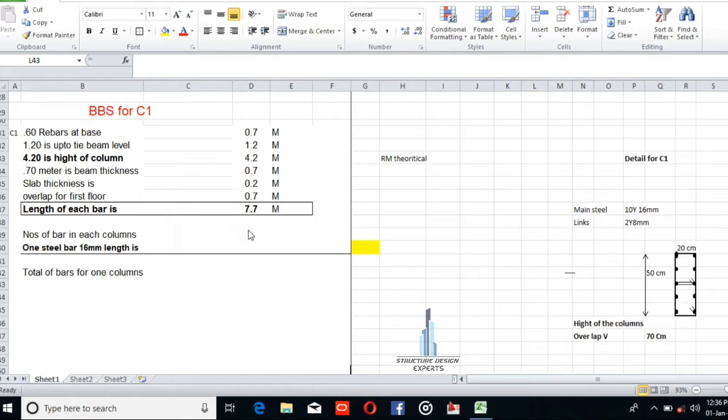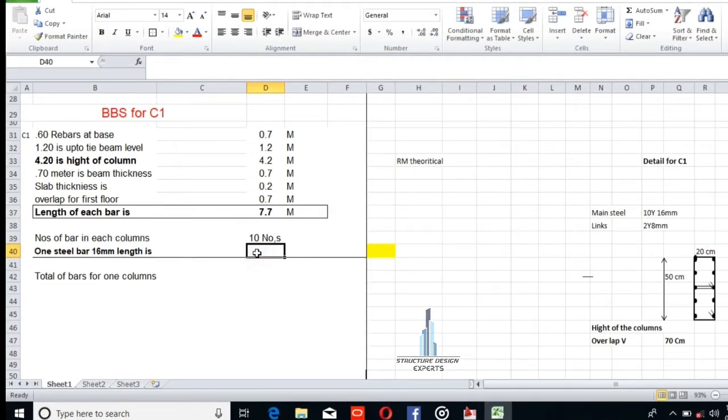So the number of bars in each column is 10 numbers. The length of one bar is 7.7 meters, so one steel bar can produce only one piece. The remainder will be wastage, as extra bars we can adjust anywhere, but here we use one bar. So the total bars for one column will be 10 numbers.